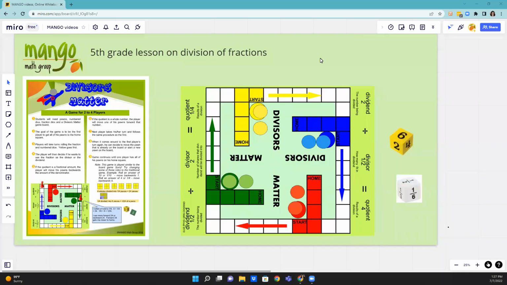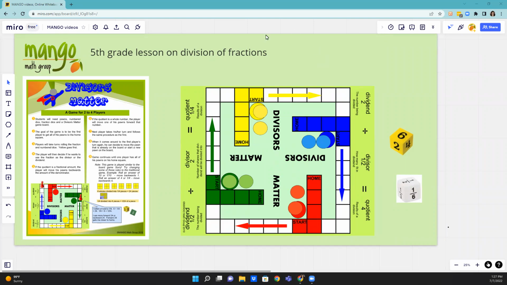Hi, I'm Mary with Mango Math, and this is a fifth grade game called Divisors Matter, and it's all about the division of fractions. Within this game, we wanted students to understand that dividing fractions by a whole number has a different result than dividing whole numbers by fractional amounts.